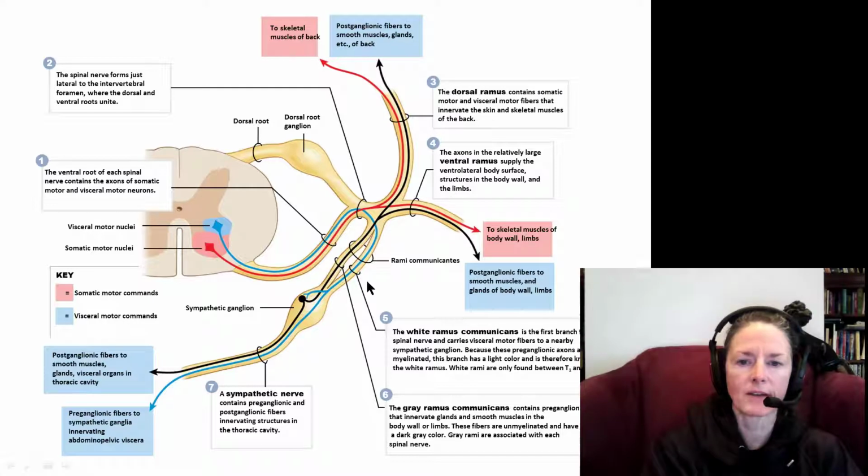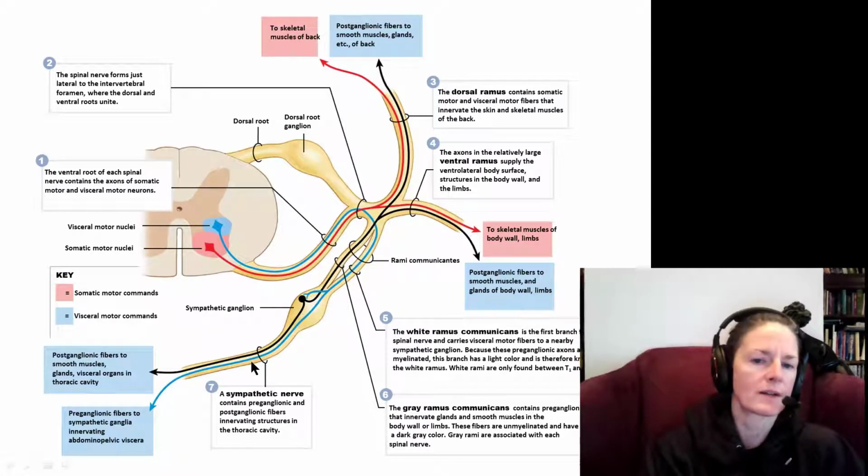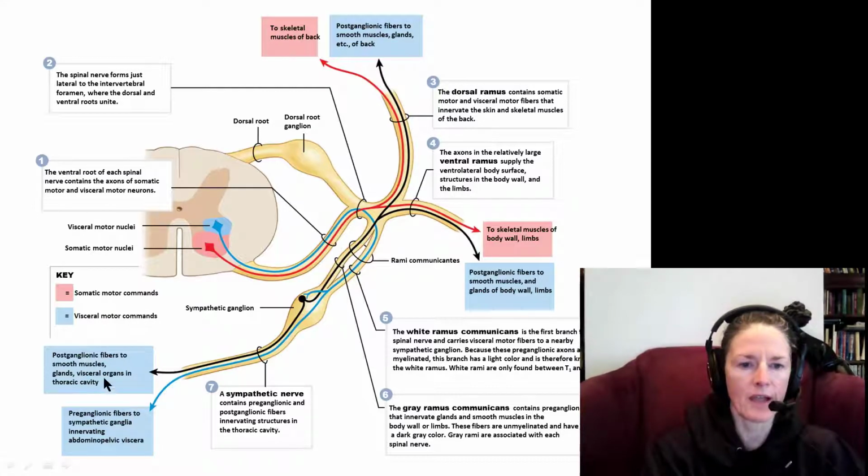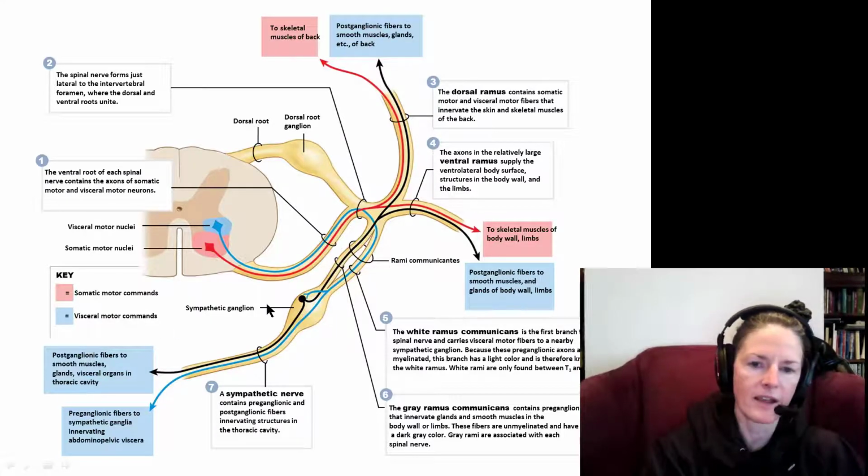these rami communicans that are going to come off of the spinal nerve, as well as a ventral ramus and a dorsal ramus. The ventral ramus is going to supply the ventrolateral surface of the body, and the dorsal ramus, the dorsal surface of the body, and the rami communicans will be associated with viscera, with things in the abdominal cavity, and in the thoracic cavity as well. So we're going to see viscera of the abdominopelvic cavity, viscera of the thoracic cavity. They will be innervated by these sympathetic nerves.